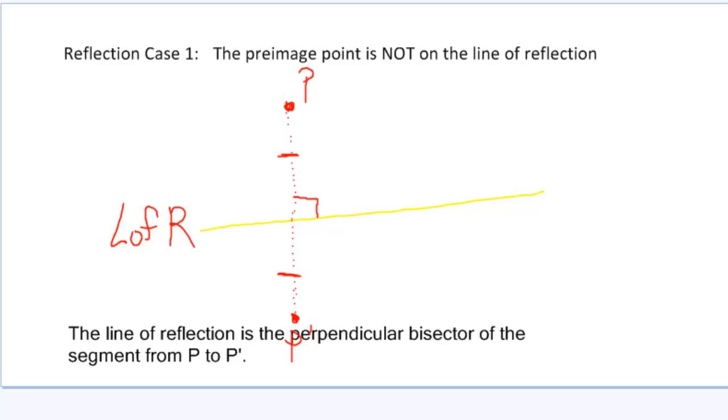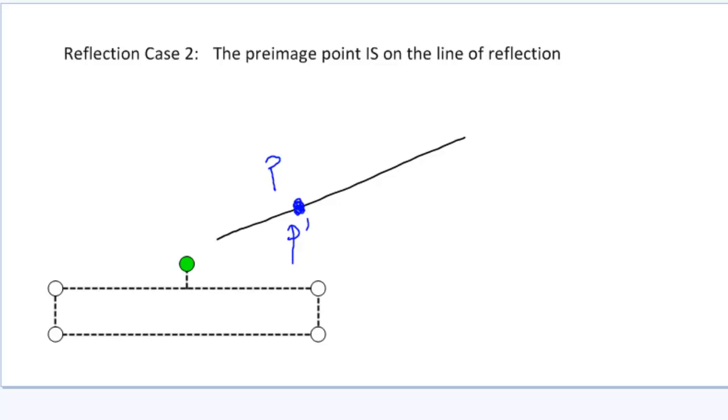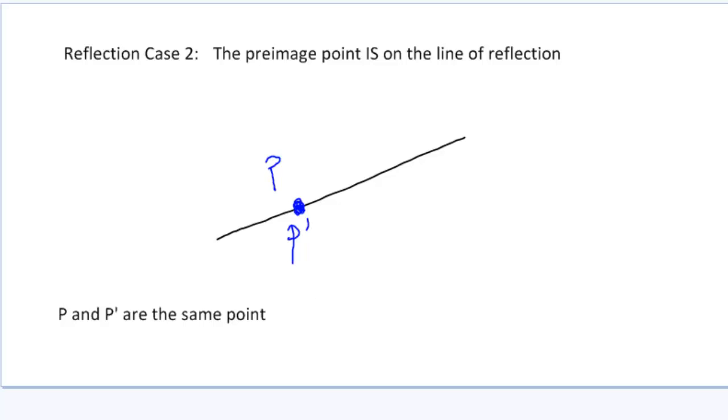A much simpler case is if the pre-image point is actually smack dab on the line of reflection. So let's say there's our line of reflection. Our point P is actually on that line. That means to go from P to the line of reflection, you've gone a distance of 0, which means you have to go another distance of 0 from that point to the reflected point, which means you're not going anywhere. So P and P prime are actually the same point if P is already on the line of reflection.